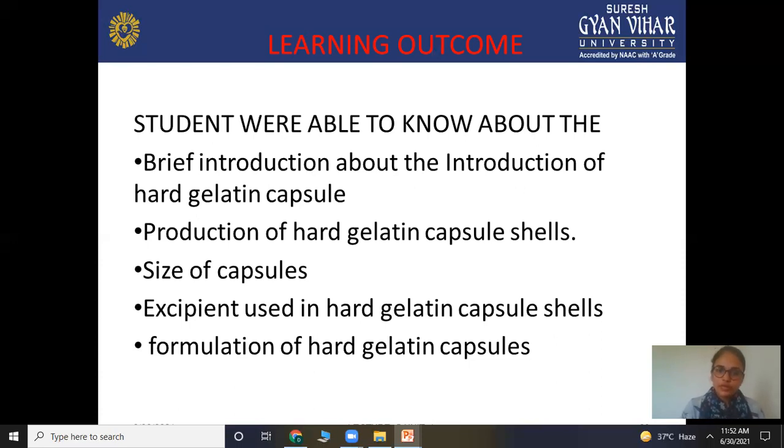Next is excipients used in hard gelatin capsule. We already saw the different excipients used for formulation of hard gelatin capsule, and out of these excipients, there is a major excipient without which the hard gelatin capsule is not formed, and that is gelatin, because gelatin is the major excipient responsible for formation of the shell of the hard gelatin capsule. And this gelatin is available in different forms, type A and type B.